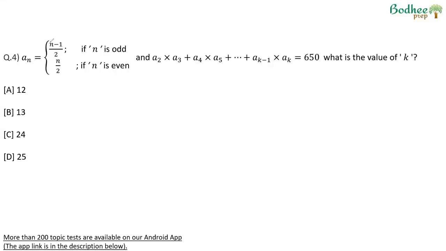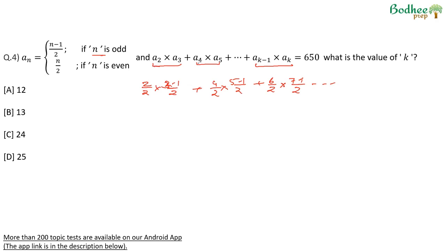The nth term of a series a_n is (n minus 1)/2 if n is odd, n/2 if n is even, and a2 into a3 plus a4 into a5, and so on till a(k minus 1) into a(k) is 650. What is the value of k? Now a2 will be nothing but, n is 2 here, so 2/2. a3 is (3 minus 1)/2, n here is 3, plus a4 is 4/2, even, into a5 is (5 minus 1)/2, odd, plus a6 is 6/2 into a7 is (7 minus 1)/2, odd, and so on.